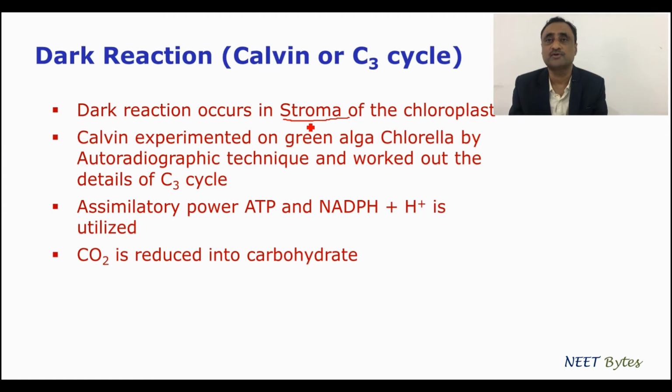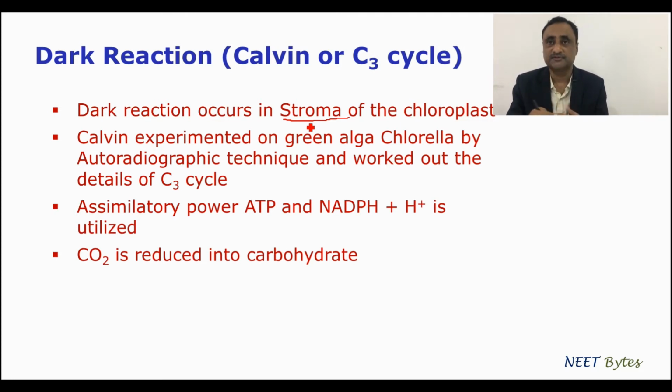In autoradiography, radioactive material is used, and after a certain period of time the product is taken out and analyzed. On the basis of his autoradiography technique, he worked out the entire cycle, which is the Calvin cycle. In the Calvin cycle, the assimilatory powers formed in light reaction in the form of ATP and NADPH2 are utilized, and after this the atmospheric CO2 is fixed in the form of carbohydrate.